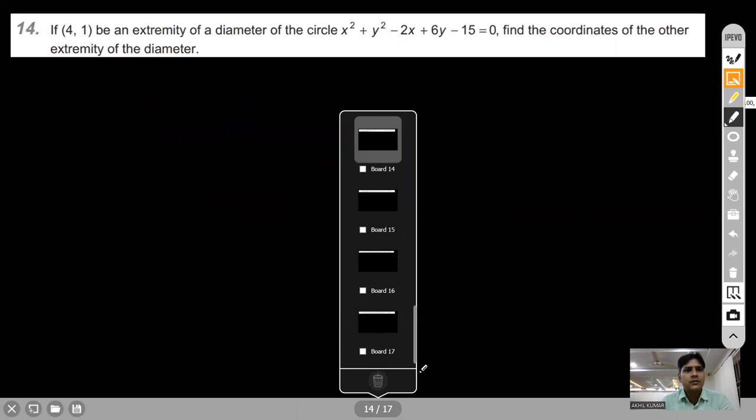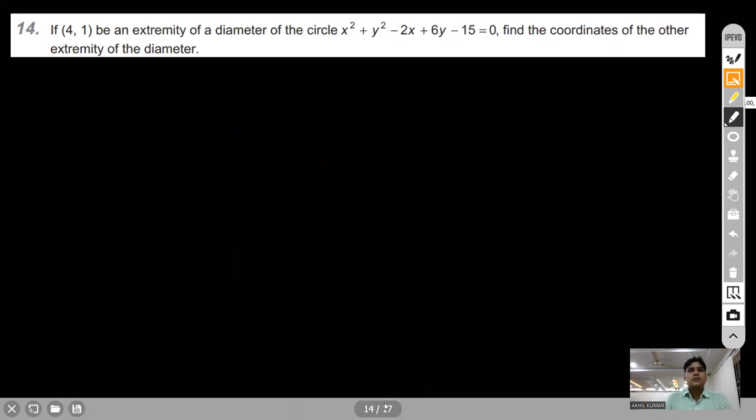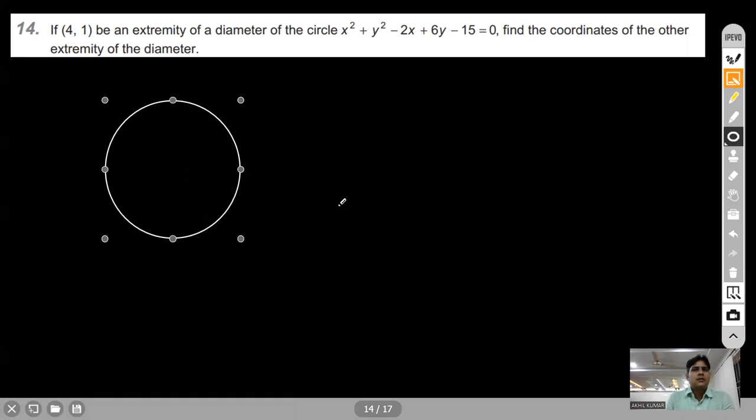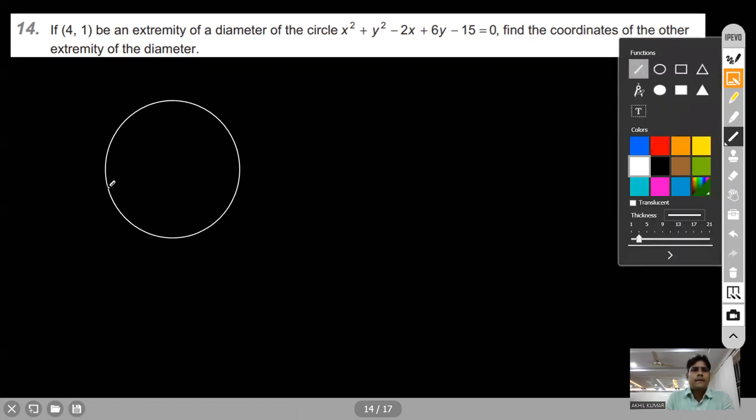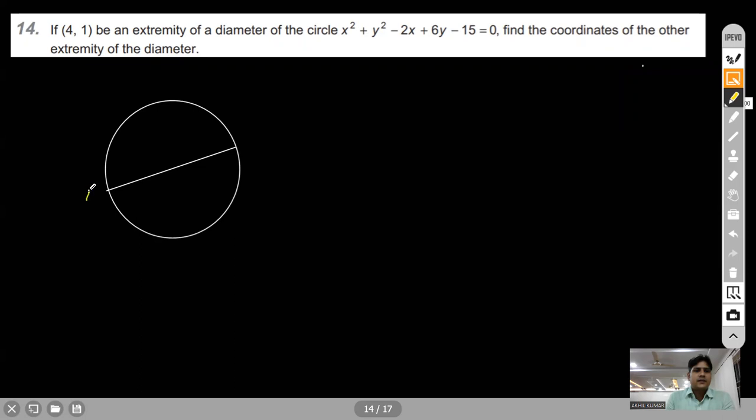So 13th. Now, let's see question number 14. If (4, 1) be an extremity of a diameter of the circle, find the coordinates of the other extremity of the diameter. Okay. So let me consider it as AB. AB is the diameter of the circle. So the coordinates of A are given as (4, 1). And we have to find the coordinates of B, the other extremity of the diameter.